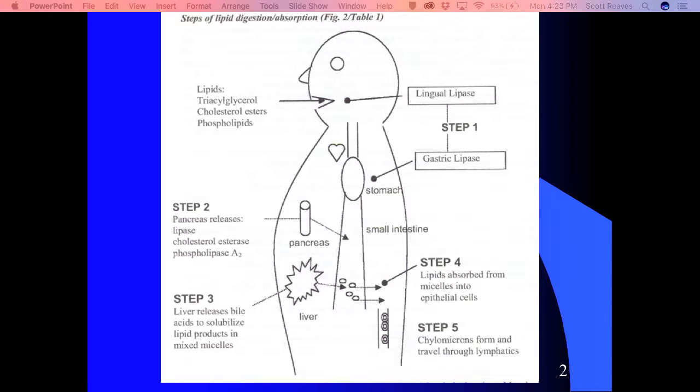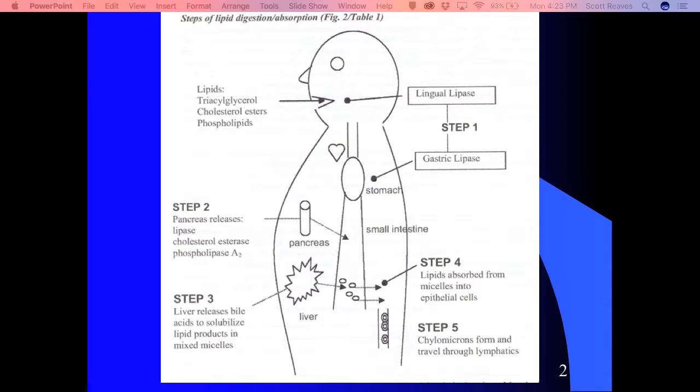Now, the main enzyme for triglyceride digestion comes from the pancreas. But remember, the pancreas is typically not at full capacity until a few months into life. It's usually like 5 or 6 months into a child's life is when the pancreas begins really being able to meet demands. So those first few months, that's why lingual lipase is so important. Lingual lipase is at a high level before birth. As soon as that infant is born, that lingual lipase is ready to help with milk fat digestion.